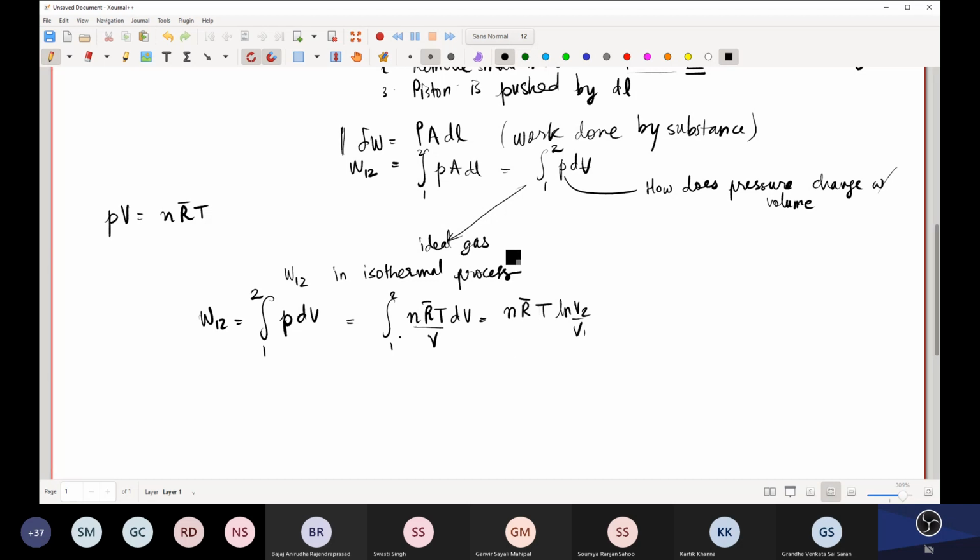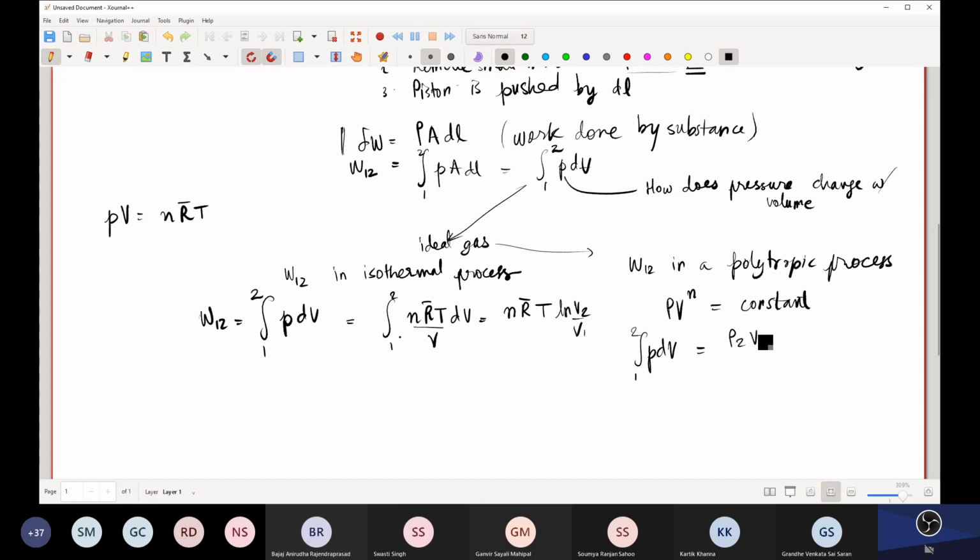Similarly, you can figure out W12 for an ideal gas in a polytropic process. So what is a polytropic process? It is a process where PV^n is equal to a constant. When n equals 1, we say that the process is an isothermal process. In this case, the integral of PdV is very simple to find: it will be (P2V2 minus P1V1) over (1 minus n). You can easily verify this.